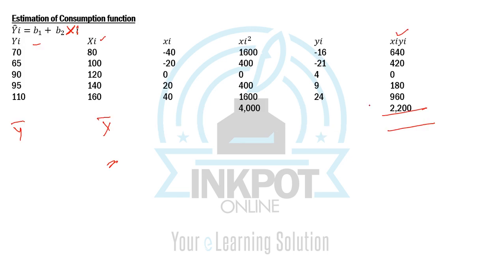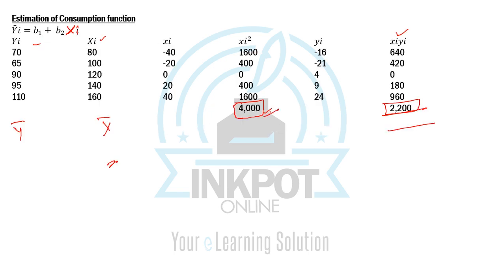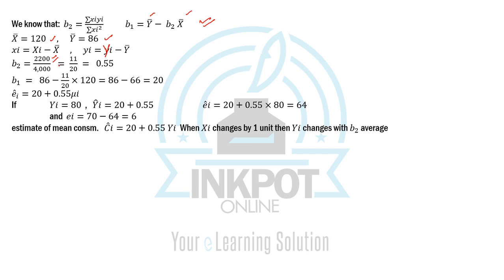I think that is already calculated here. This is the sum that is already calculated. So you just put that sum here and divide by the sum of xi square that we have also already calculated here. So we'll get b2, that is 0.55. Similarly, we have y bar, x bar, and now we have b2 as well. We'll put all the values here and we get the value for b1.